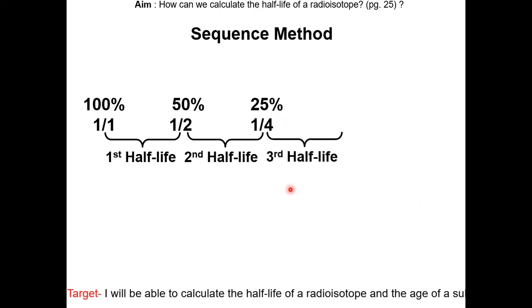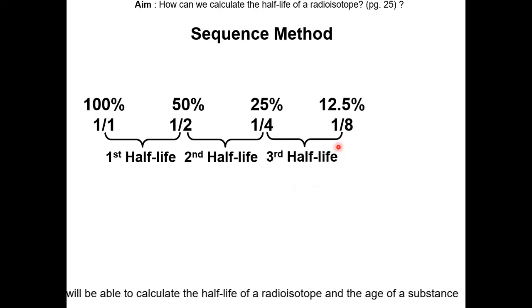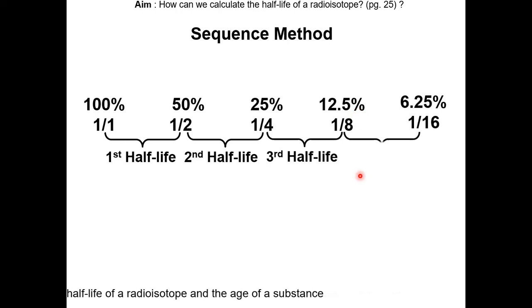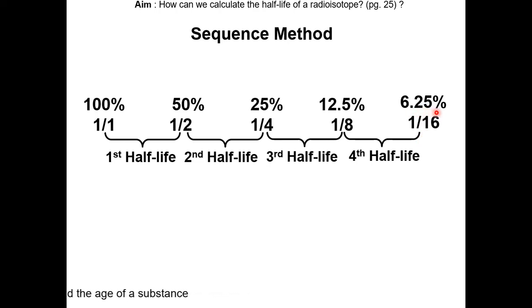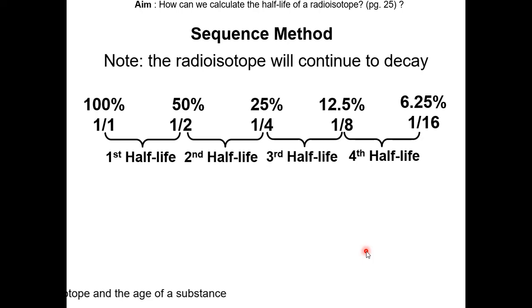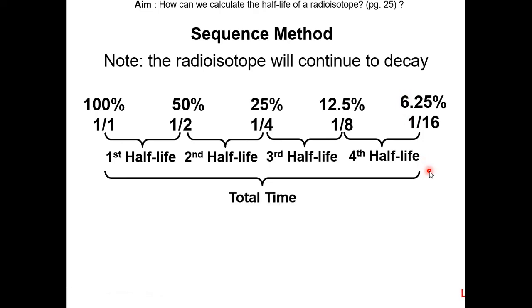In the third half-life, another half will decay, and you're left with 1/8 or 12.5% of your radioisotope. In the fourth half-life, another half will decay, and you're left with 1/16 or 6.25% of your radioisotope. Keep in mind, the radioisotope will continue to decay with new half-lives. The total time is from the beginning to the last half-life of your radioisotope.